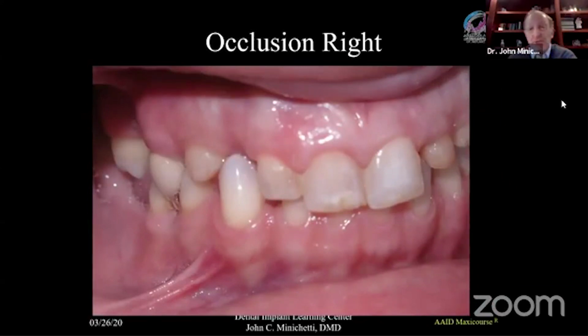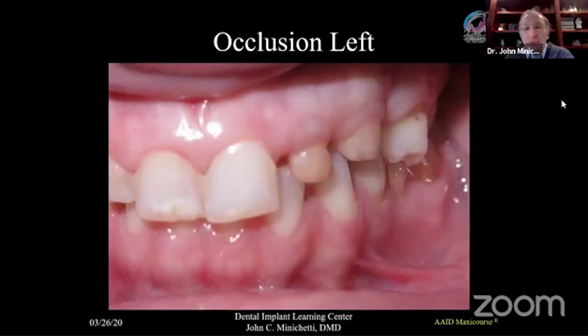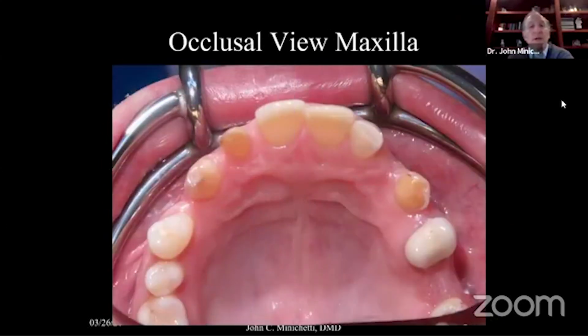Here's an occlusal picture of the right side and an occlusal picture of the left side that we can view. Here's the upper occlusal view. If we walk through it, she's got some permanent teeth on the upper right, then some primary teeth and some permanent teeth in the anterior maxilla, some primary teeth on her upper left, and some permanent teeth on her upper left.